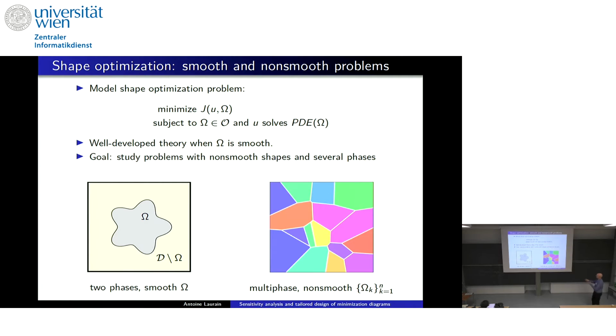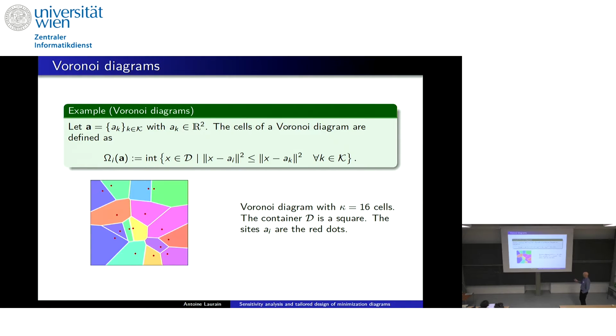So this is a simple case of a Voronoi diagram. But you can see you have these triple points, which are interesting geometric objects here. And so a typical example is the Voronoi diagram, which is really ubiquitous in many applications, especially in numerical modeling.